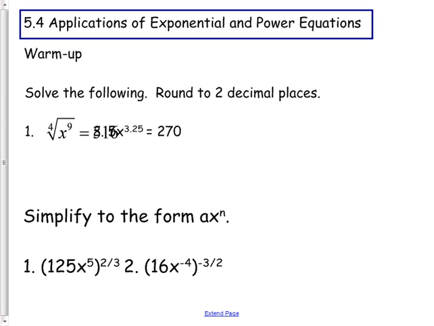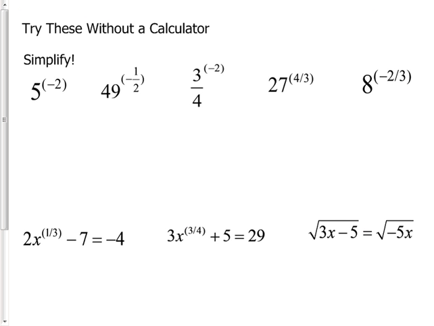This got all jumbly. I'm going to just skip that and move on to the next kind. These you should be able to do in your head like rapid fire. Okay, what is 5 to the negative second? It's got 2 things. First you square it, then you flip it. So what's the answer? 1 over 25.